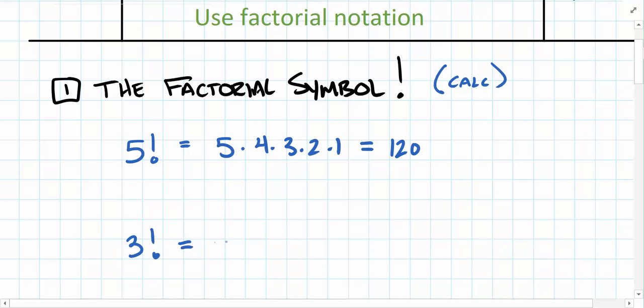3 factorial just means 3 times 2 times 1. 3 times 2 is 6 times 1 is just still 6, so this is a value of 6.